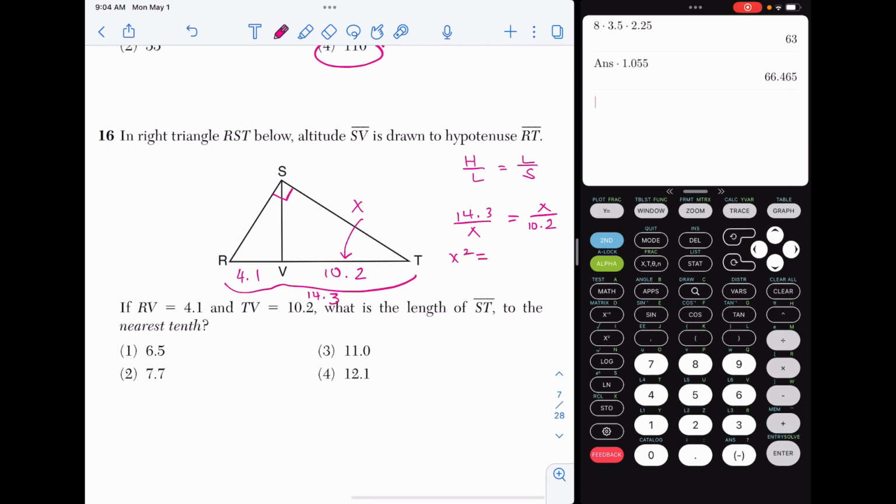So I'm going to cross multiply here. I have 14.3 times 10.2. And I'm going to take the square root of that. And I get 12.077, and to the nearest tenth, that is choice 4, 12.1.